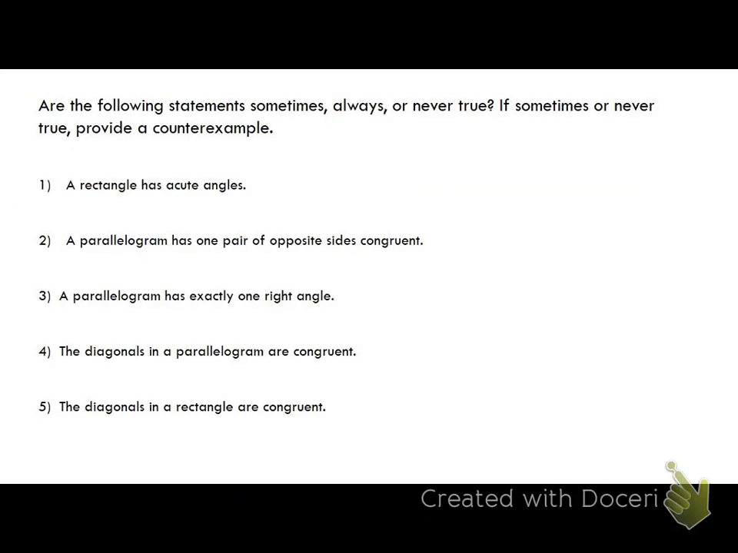Are the following statements sometimes, always, or never true? If it's sometimes or never, we need to prove a counterexample. A rectangle has acute angles. Remember, acute angles means the angles are less than 90. Is that sometimes, always, or never? Never. Why?